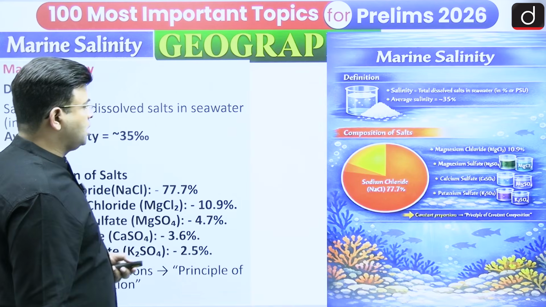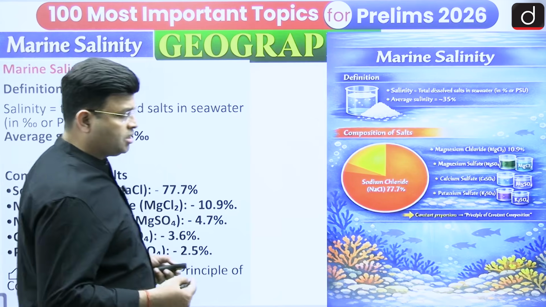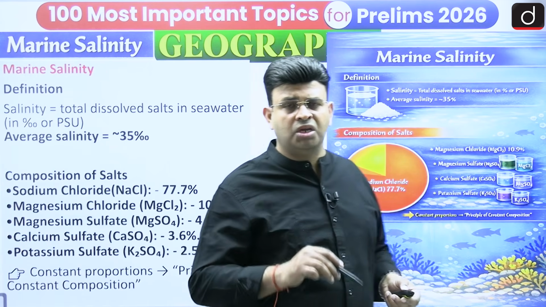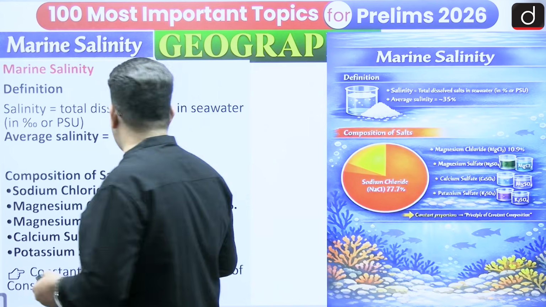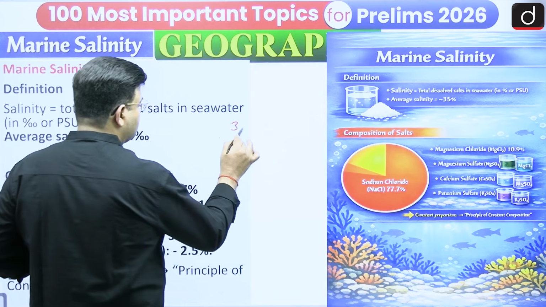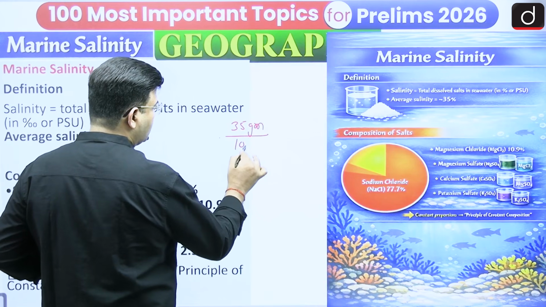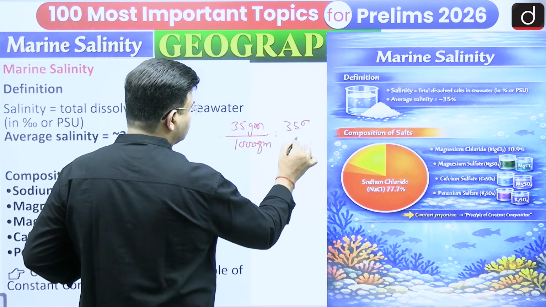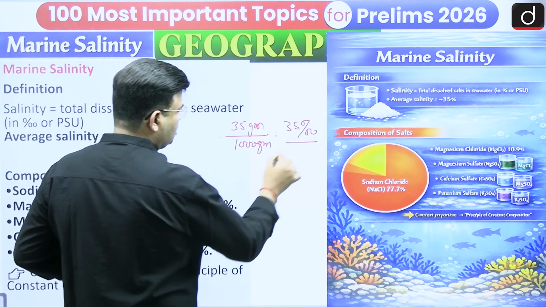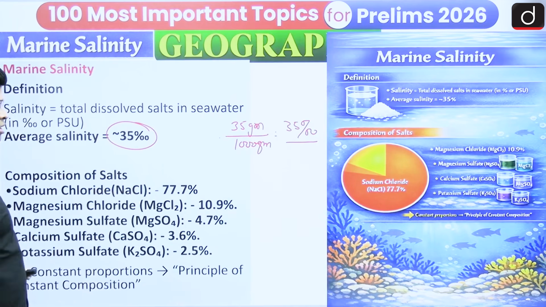So here it is talking about the first one. We have to talk about marine salinity. Salinity means the amount of salt in 1 kg of water. In the ocean there are 35 grams of salt in 1 kg of water, meaning 1000 grams, and that is written as 35 parts per thousand. So ocean salinity is 35 parts per thousand.